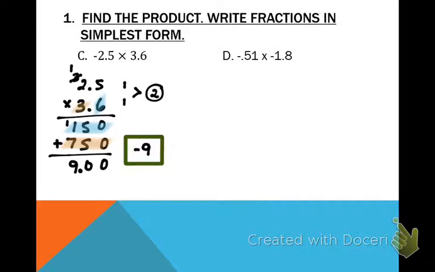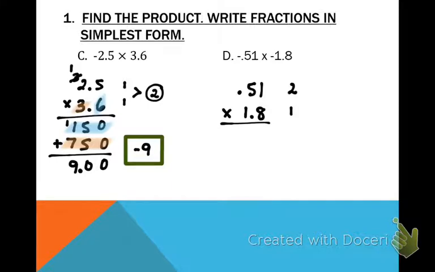Okay, let's go to the next one. Once again, do I need to line up the decimal points? No, when you're multiplying, we do not line up the decimal points, okay? Let's talk about how many places we moved the decimal point over. Luke, how many times did we move it over on 0.51? 2 times, very good. How about 1.8? Just 1 time. Add those together.